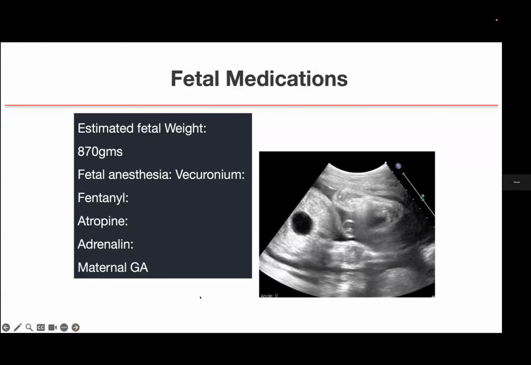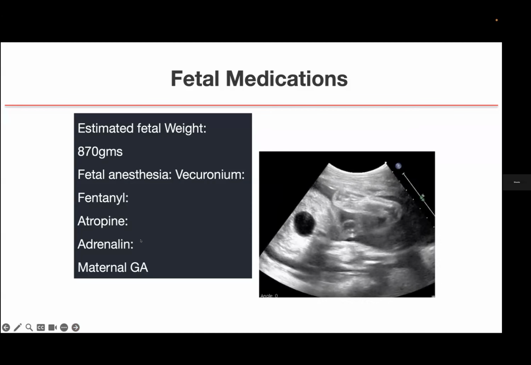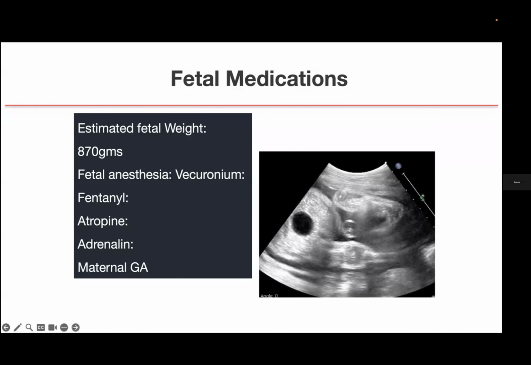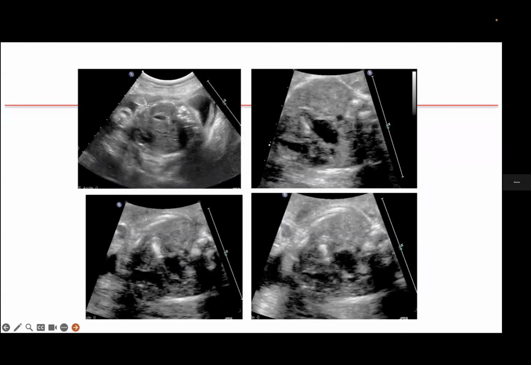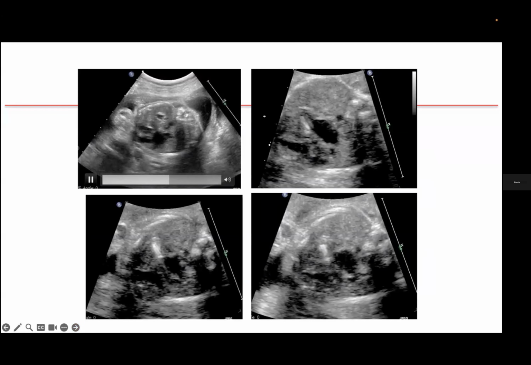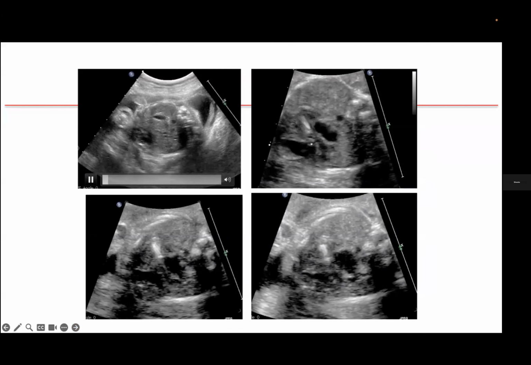And here, initially, fetal anesthesia was given with atropine, fentanyl and vecuronium, and atropine and adrenaline were kept ready in case of emergency, and fetal general anesthesia was initiated after that. So here, the needle is coming across. You can see the uterine wall and the direct puncture into the left ventricle.